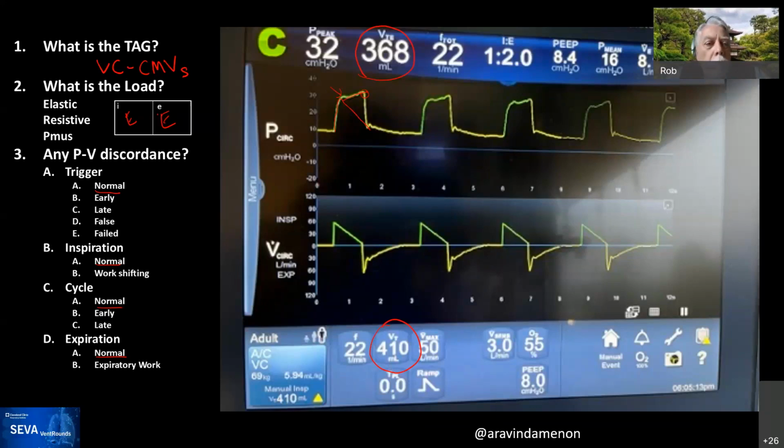Is that system bypassed in pressure control, or is it still? So the question is, is that bypassed on pressure control, Rob? No.